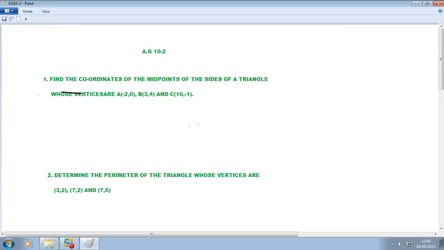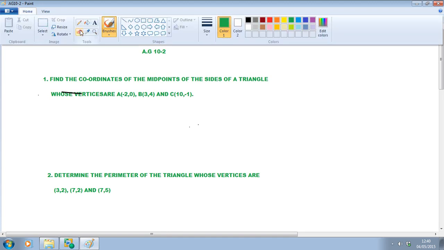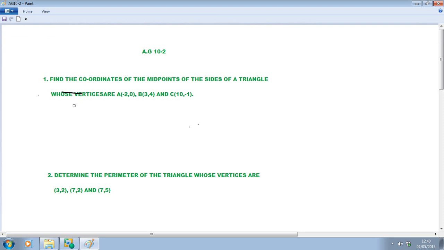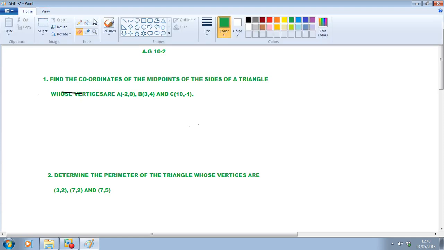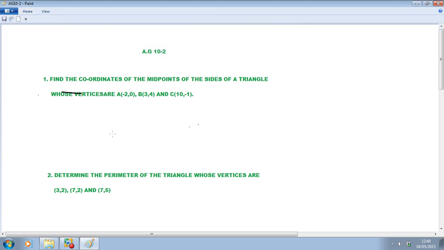Find the coordinates of the midpoints of the sides of a triangle whose vertices are A(-2, 0), B(3, 4) and C(10, -1). How do we go about these problems? So we know the formula. It's a midpoint, it's very easy.